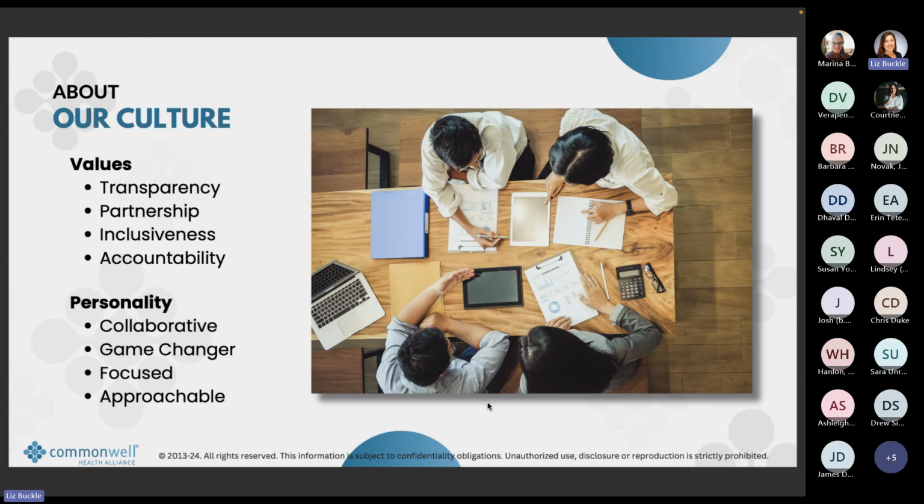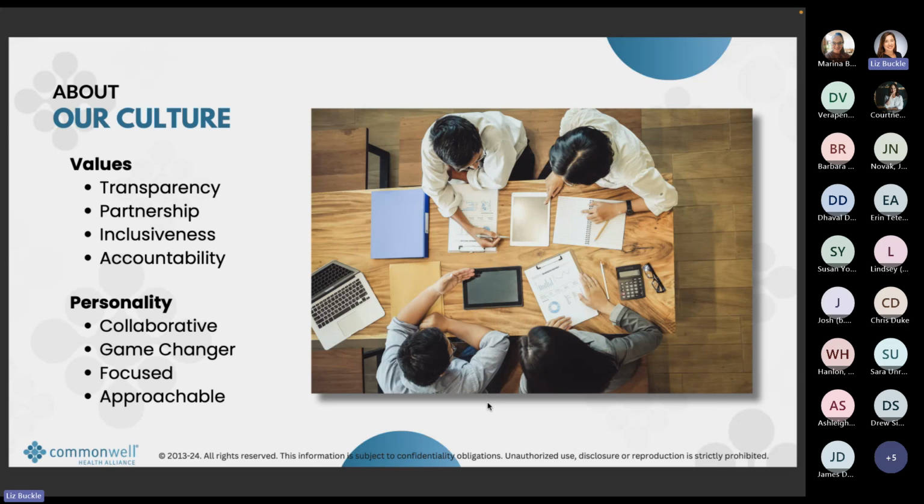Inclusiveness. An upcoming slide, I'll probably do this a lot, foreshadowing, but inclusiveness and our ability to stretch beyond the traditional types of healthcare settings and expand beyond those, and accountability. So saying what you're going to do and doing what you say you're going to do to help us all move forward.